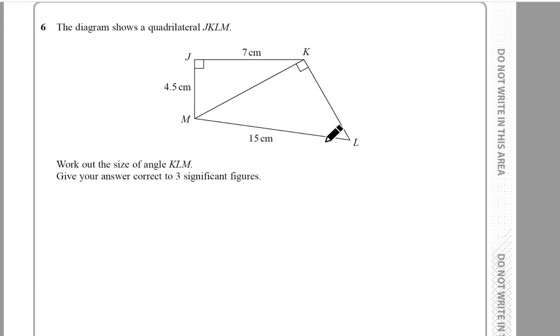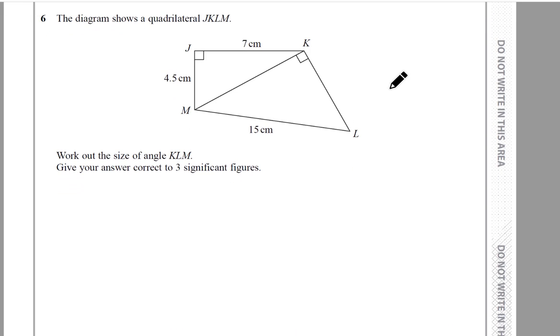Let's go into question 6. The diagram shows a quadrilateral JKLM. Work out the size of angle KLM. So we're working out this. Give your answer correct to 3 significant figures. We've got a right angle triangle here. That's the hypotenuse.